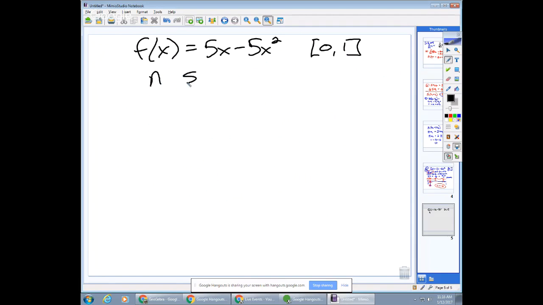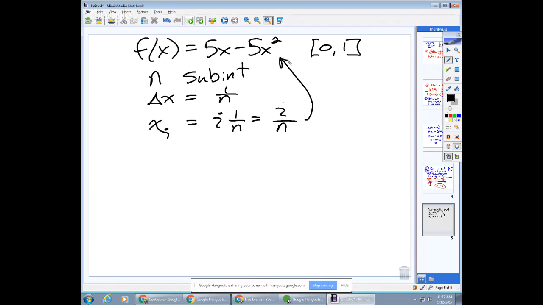We've decided to do n subintervals. So that means the width of each interval is going to be 1 over n. And each x value that I'm going to evaluate at, I call them the xi's, they're just going to be some multiple i of 1 over n, which cleans up to be just i over n. So this is the number I will evaluate f at to get the height of each rectangle.